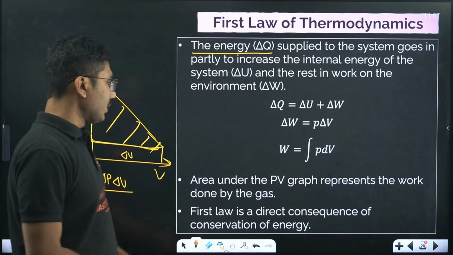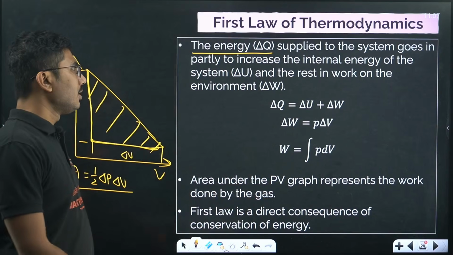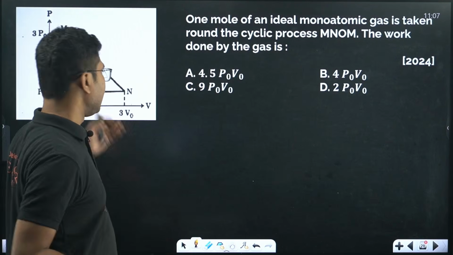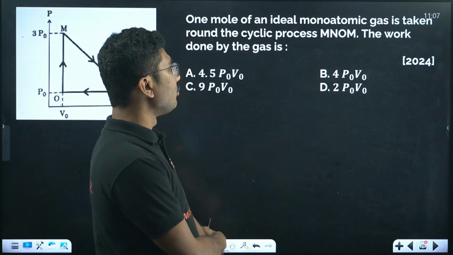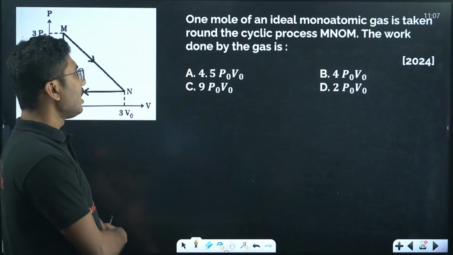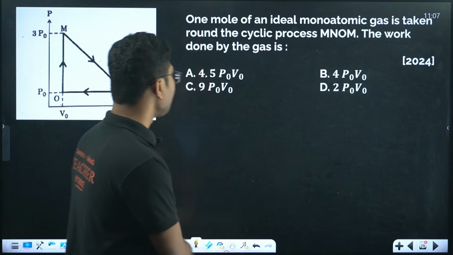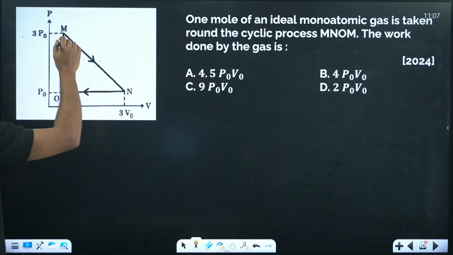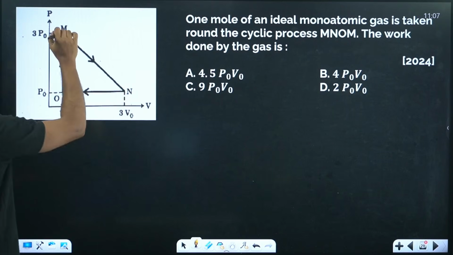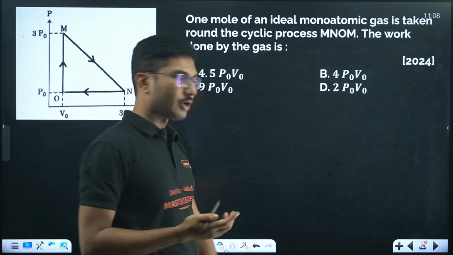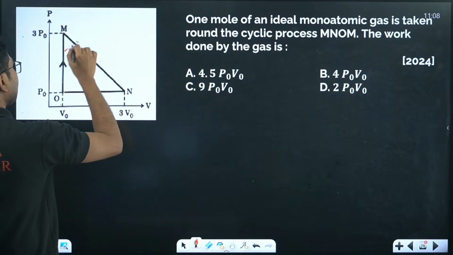First law is the direct consequence of the conservation of energy. I already mentioned that. Now let's move on to a question, exactly the same question that I was talking about. 1 mole of an ideal monoatomic gas is taken round the cyclic process MNOM, the work done by the gas. So here the gas undergoes a cyclic process M to N, N to O, and O to M. Then what is the work done? How to calculate that? The very easy thing, you need to calculate the area under this graph.